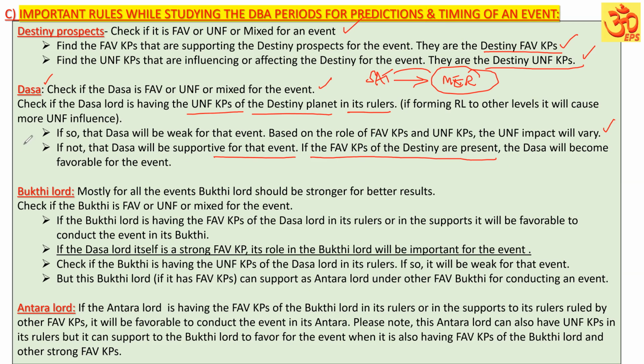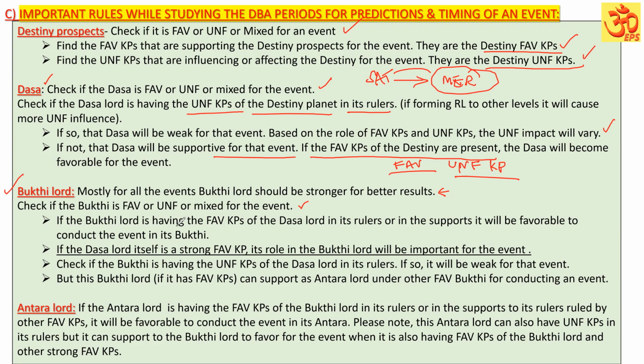Once dasa is studied, the dasa also will have favorable key planets and unfavorable key planets of the dasa lord. Like how we have studied the favorable and unfavorable key planets of the destiny, similarly the dasa lord also will have favorable and unfavorable key planets. Okay. Now we have to check the Bhukti lord. Mostly for all the events, the Bhukti lord should be stronger for better results. That you have to keep in mind, especially for the timing of event, right? Check if the Bhukti lord is favorable or unfavorable or mixed for the event.